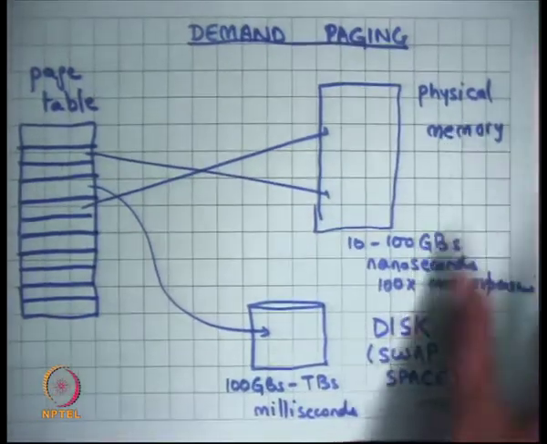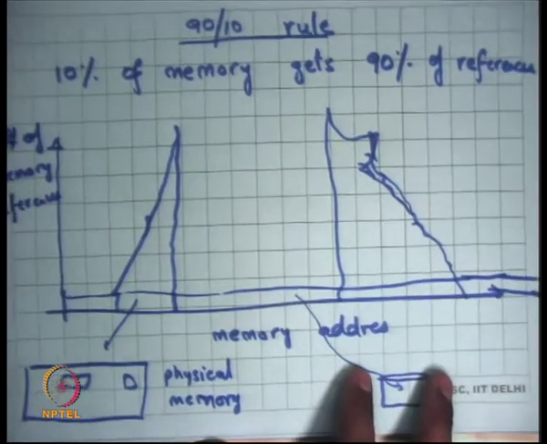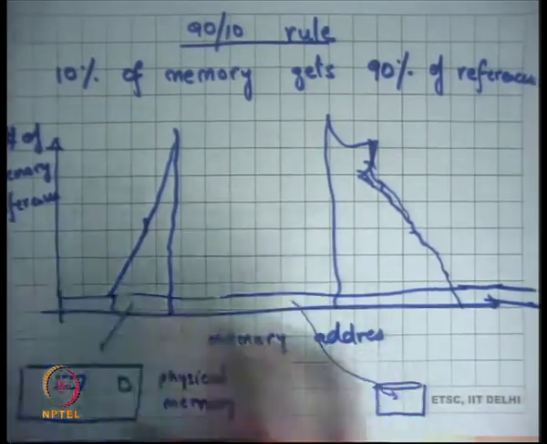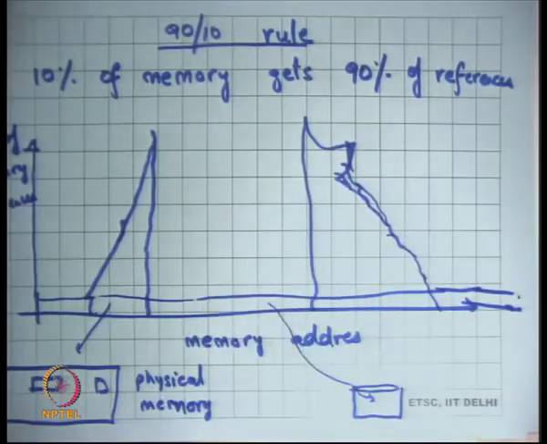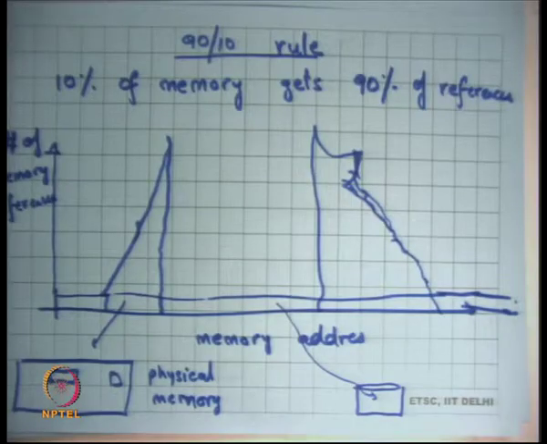Fortunately, in practice it's possible to do that because of the 90-10 rule, which says there's a high amount of locality in accesses by typical programs. Programs tend to access the same memory locations over and over again, which is called temporal locality. Programs also tend to access locations close to the ones they have accessed. If they access location X, it's quite likely they will access either X plus 4 or X minus 4. That's called spatial locality. So programs exhibit a lot of spatial and temporal locality.